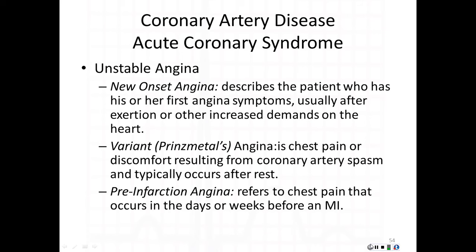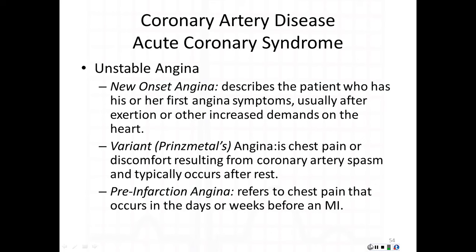You've got to go through that whole process, because at this point you do not know whether it's angina or whether it's an MI going on. Variant or Prinzmetal's angina is chest pain or discomfort resulting from coronary artery spasm. It typically occurs after this patient has rested for a while. For some reason, the coronary arteries begin to spasm, and these patients will get the chest pain because these spasms are causing blockage of blood flow to the myocardium, leading to ischemia, which leads to pain.